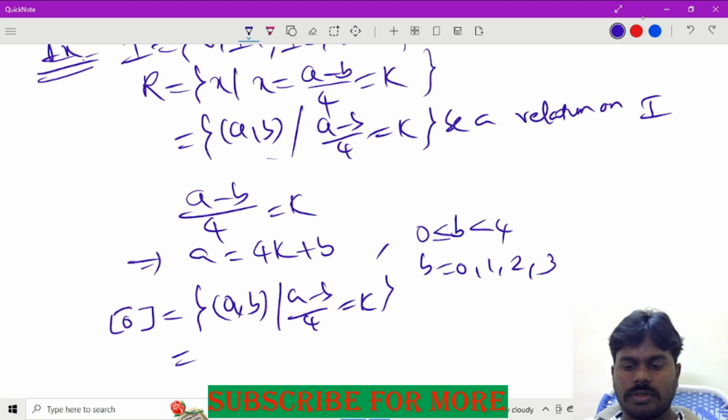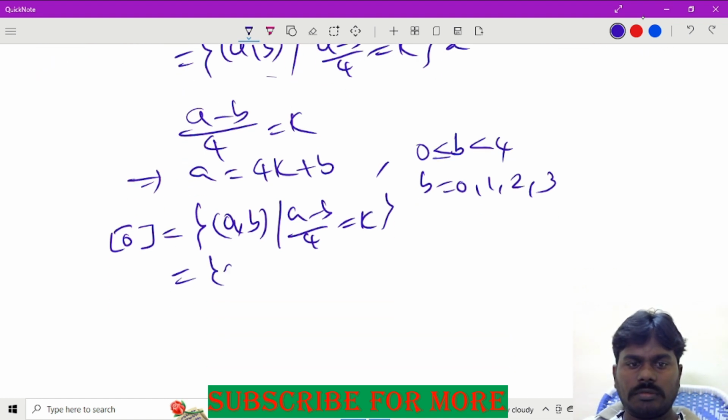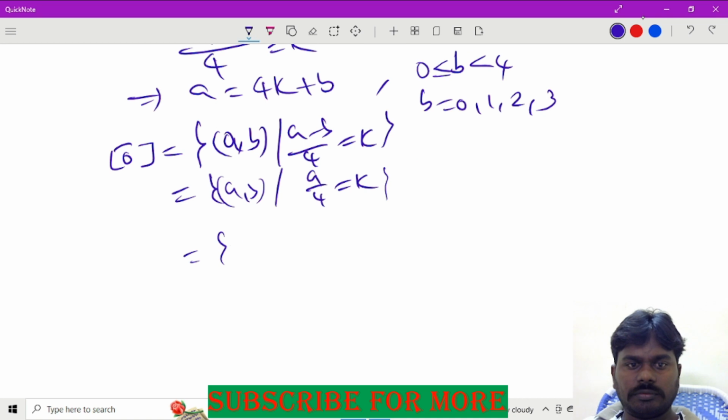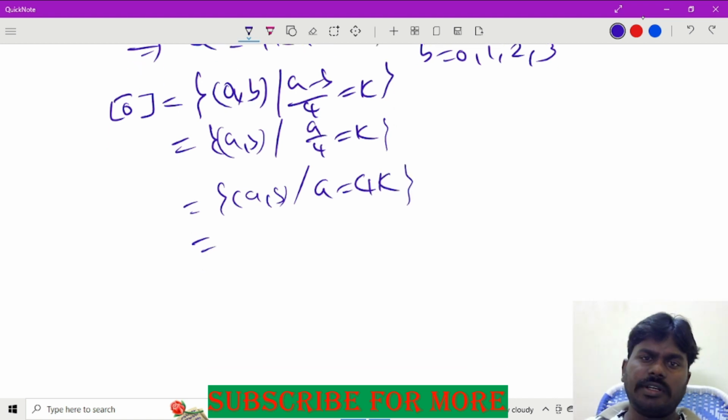Okay, so here (a, b) such that a by 4 is equal to k. That means here (a, b) such that a is equal to 4k. Okay, so here k is an integer.